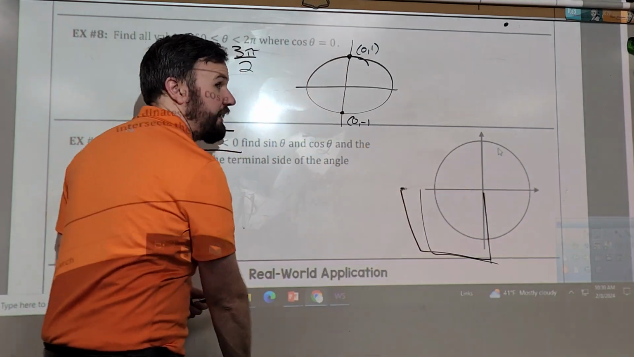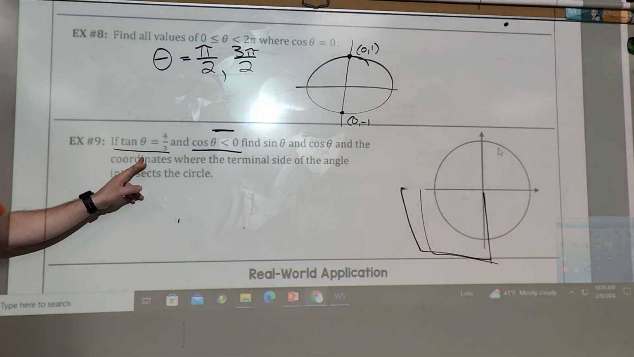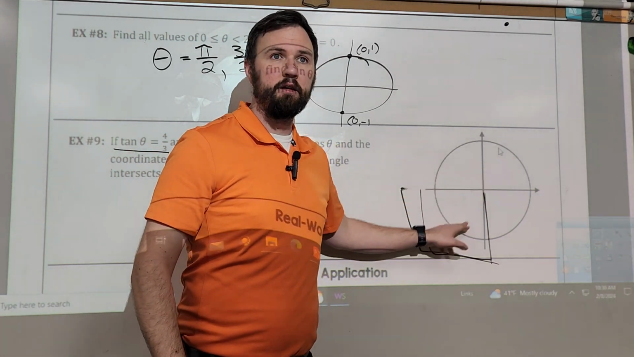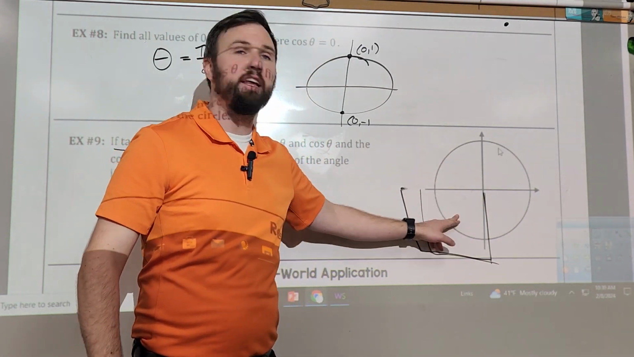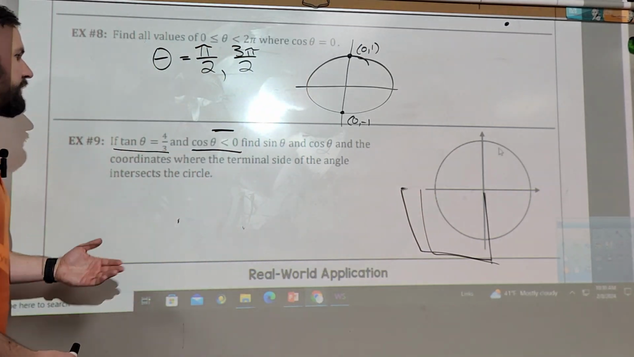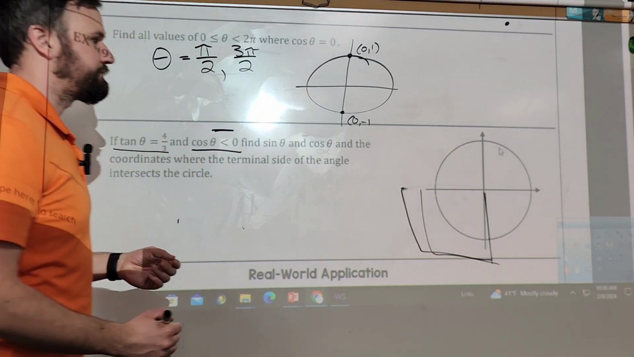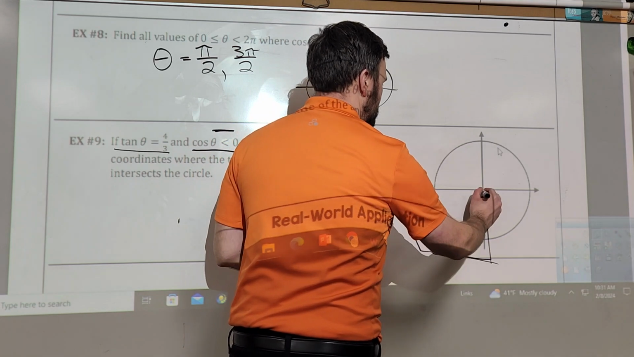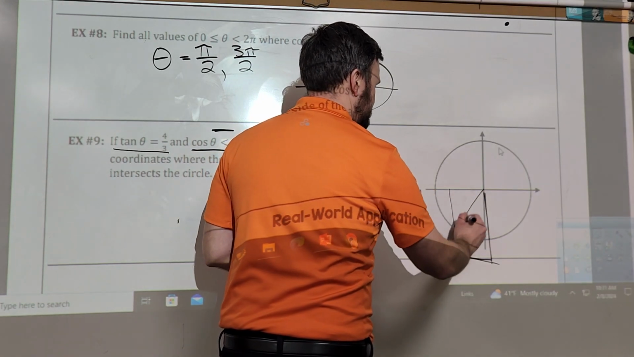Do you guys see how I did that? I used the tan is positive here and here. Cosine is negative here and here. So where do they overlap? So that will let me draw my triangle out. I can draw a triangle off this, right?